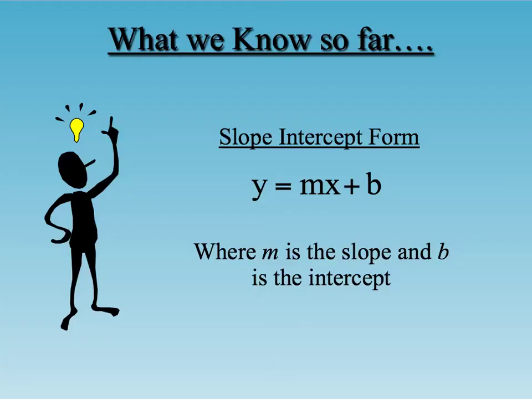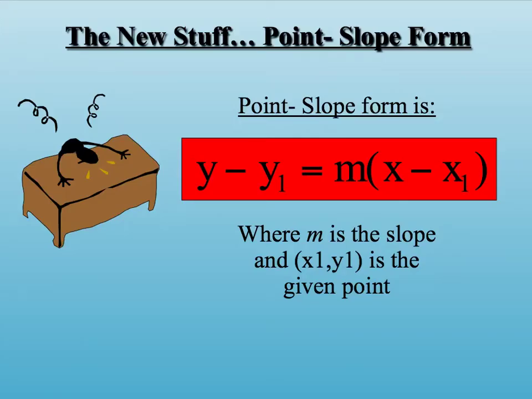Okay, so these are the things that we've learned so far. Slope intercept form is y equals mx plus b, where m is the slope and b is the intercept. What we're going to learn today is point slope form.